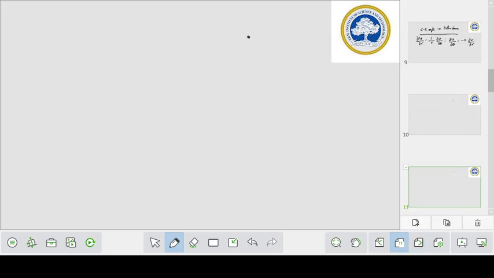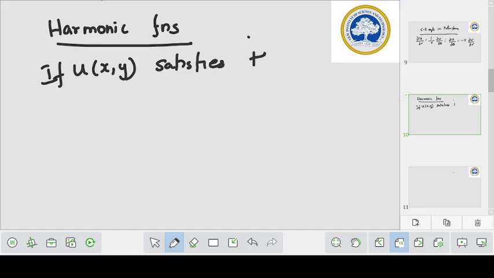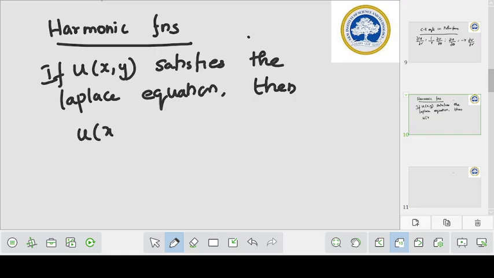And next we have harmonic functions. What do you mean by harmonic functions? Any equation which satisfies the Laplace equation, that is, if u of x comma y satisfies the Laplace equation, then we say that u of x comma y is a harmonic function.